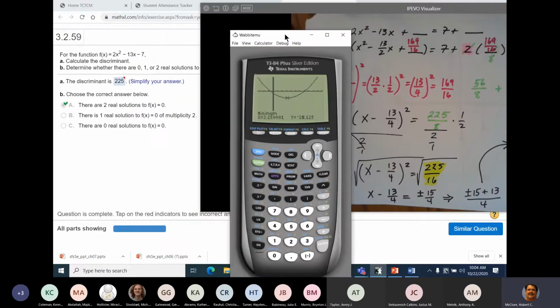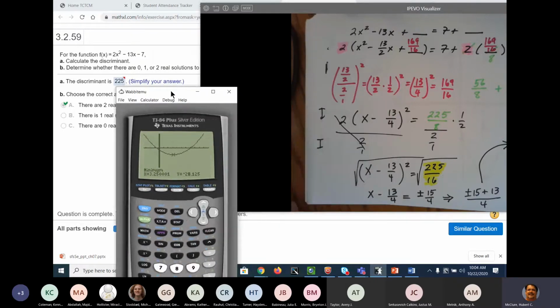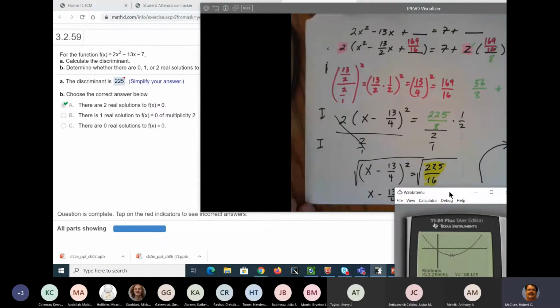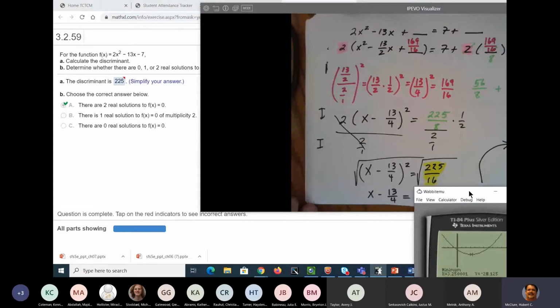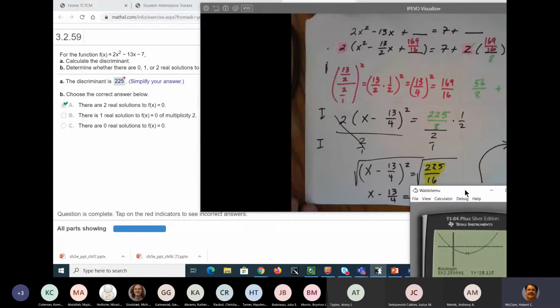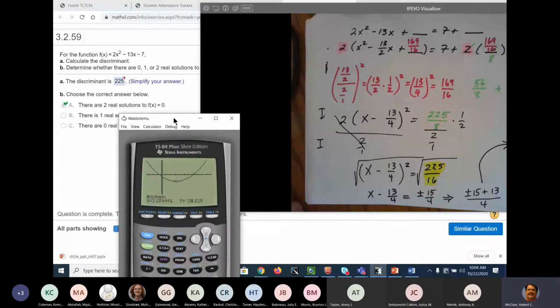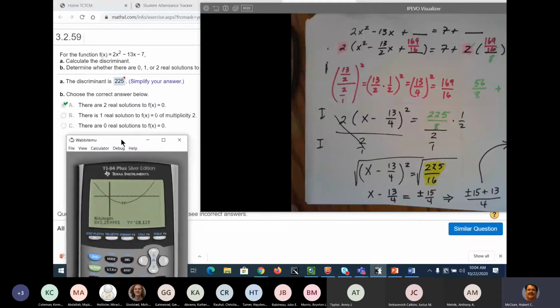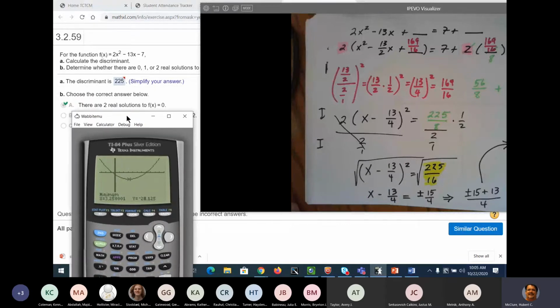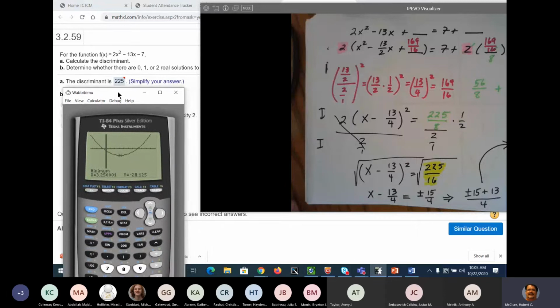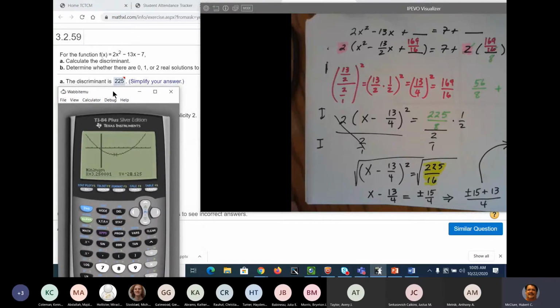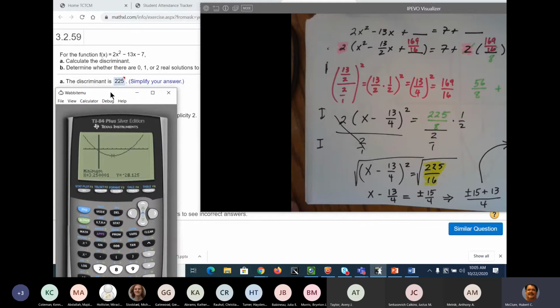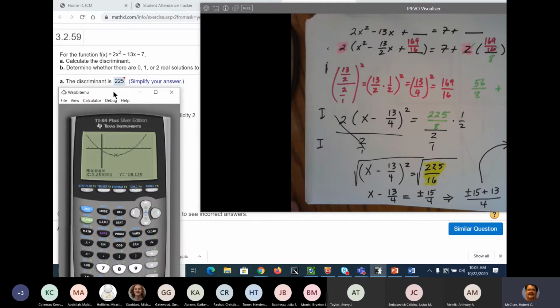I don't know why they said 225, but the discriminant is what's under the radical. So 225 over 16 is the discriminant. Doesn't matter because it's positive, and positive only tells you two real solutions. So I don't understand why they didn't just say the discriminant is positive, because it really doesn't matter what number it is. Anyway, I'm gonna be quiet.